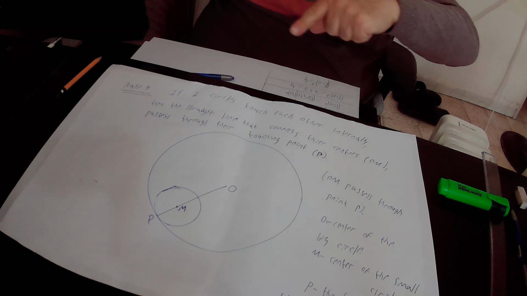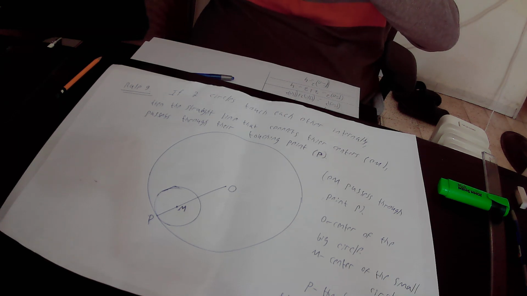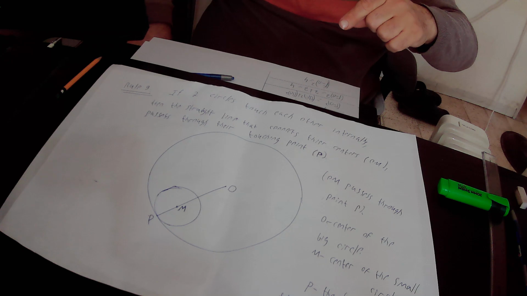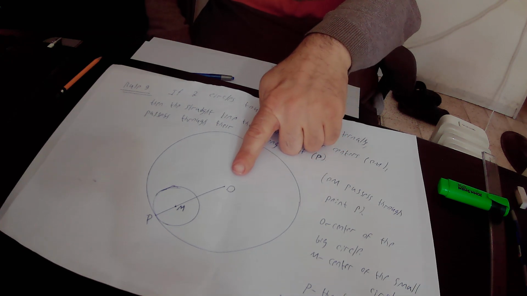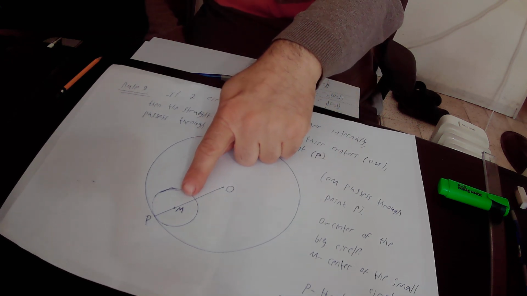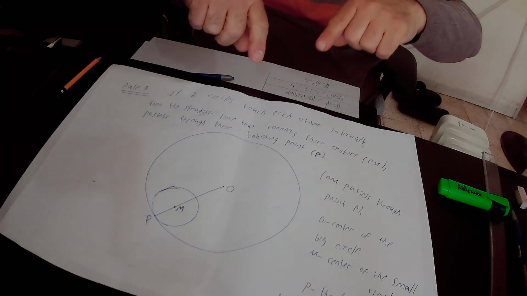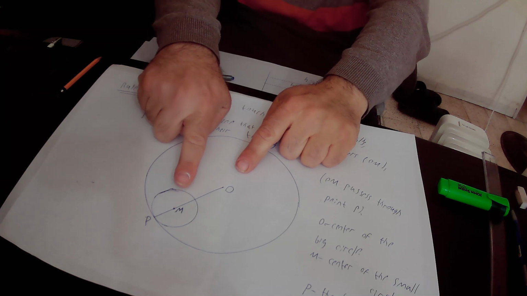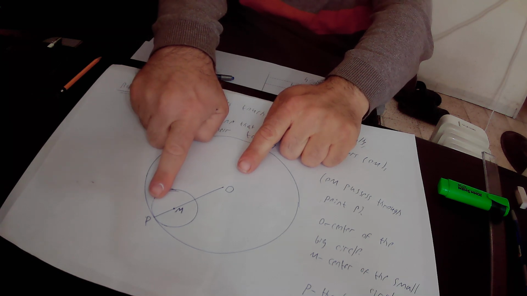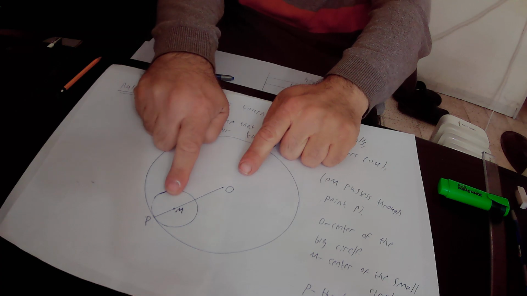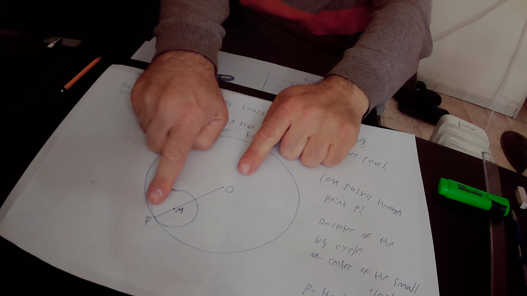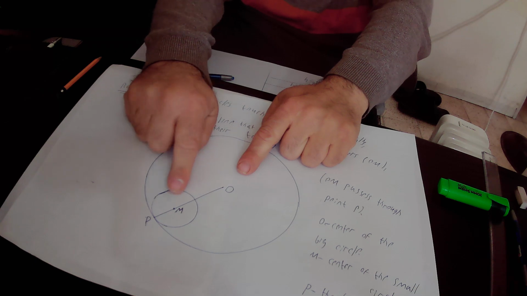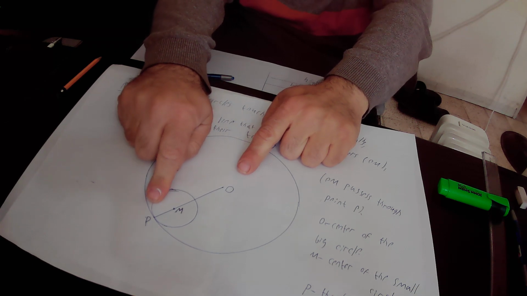If two circles touch each other internally, then the straight line that connects their centers together must pass through their touching point. The center of the big circle is at point O, the center of the small circle is at point M, and the straight line that connects their centers is the line OM. According to Rule 9, OM must pass through point P, their touching point. Or OMP is one straight line.